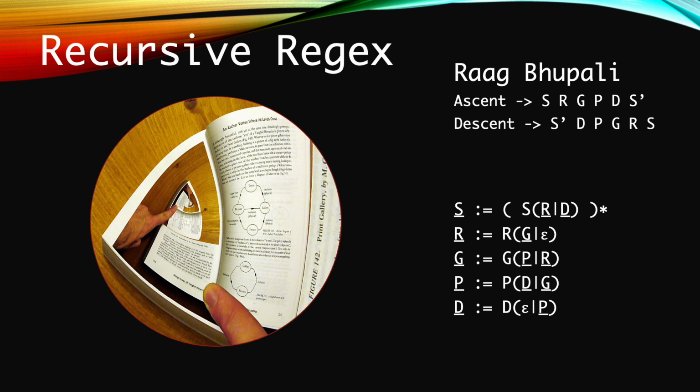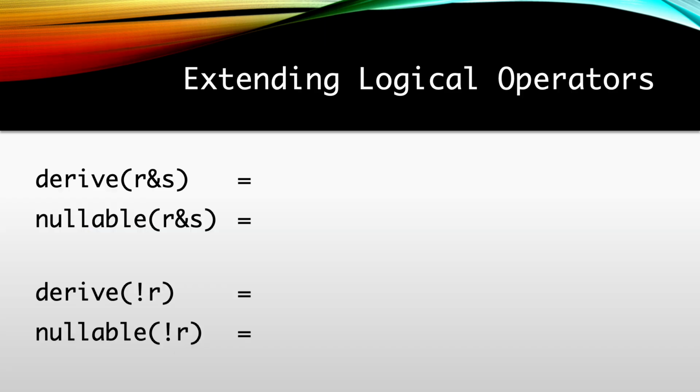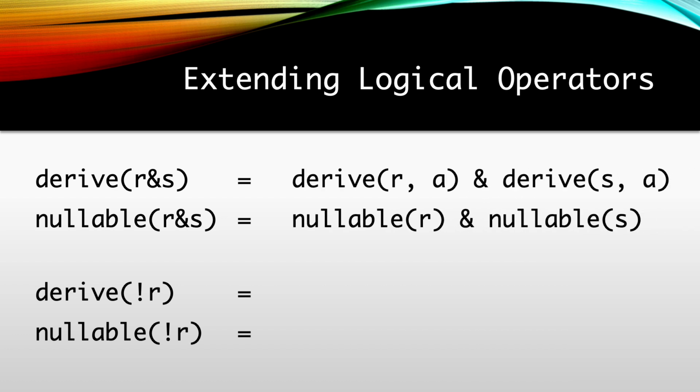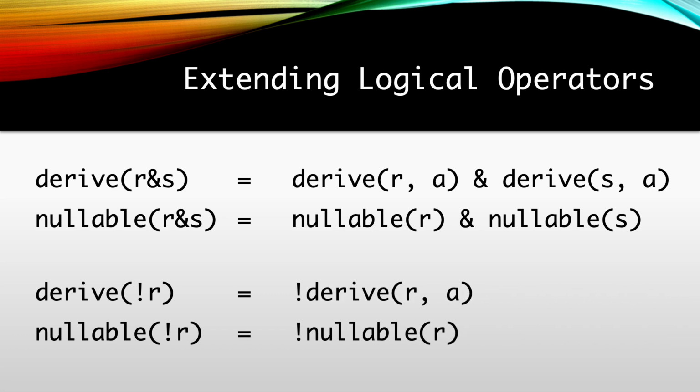To get this linking feature, we need to extend our derivative algorithm to include a new operator for references. To extend derivatives, we simply need to implement the nullable and derivative function for each operator. For example, here's what it would look like for the AND operator. You can see the logical operators can just push the problem down. This is why it's also very easy to implement the NOT operator, because it can also just push the problem down.